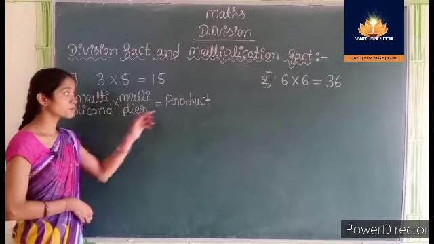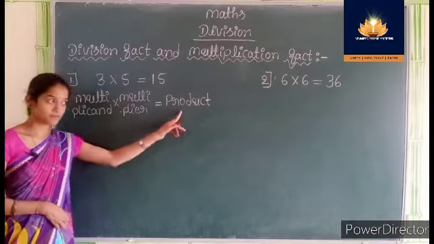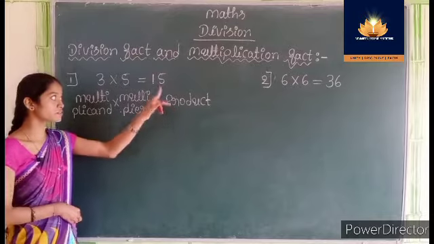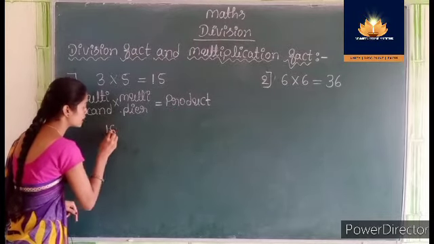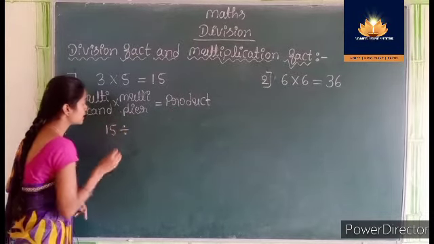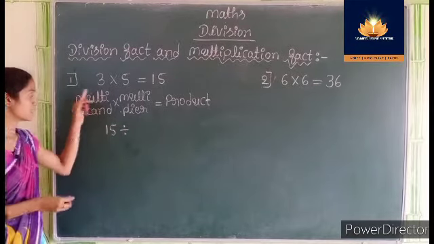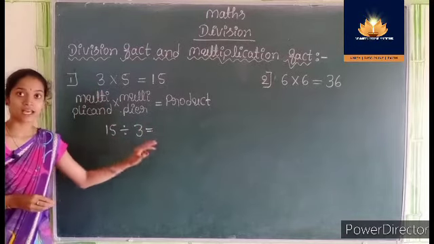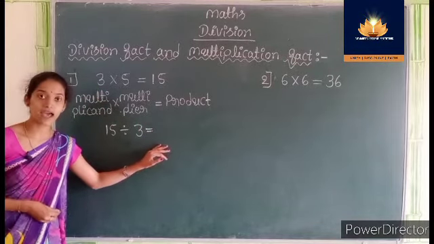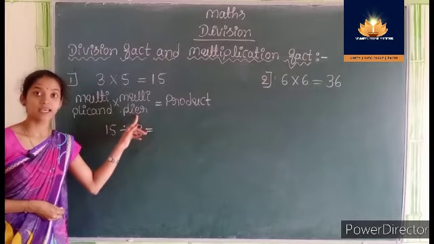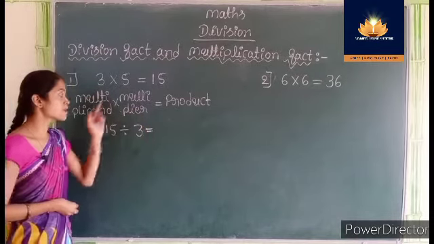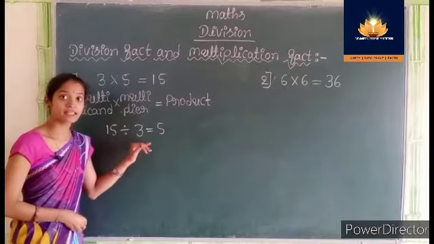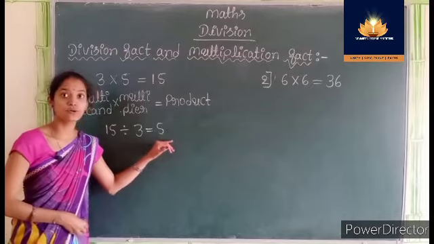We will take product divided by multiplicand, that is product we have 15 divided by multiplicand, that is 3 is equal to, then we get the answer as multiplier. Here the multiplier is 5. So 15 divided by 3 is equal to 5.